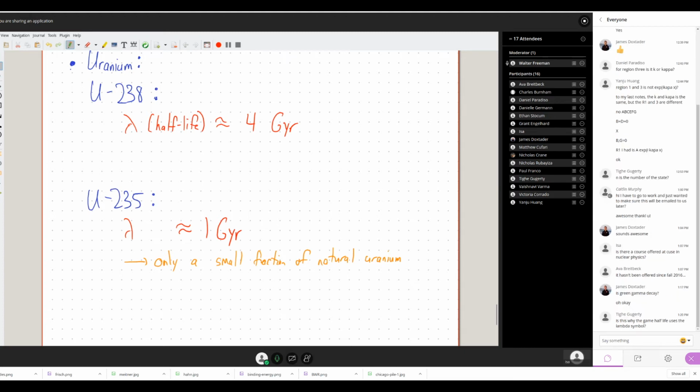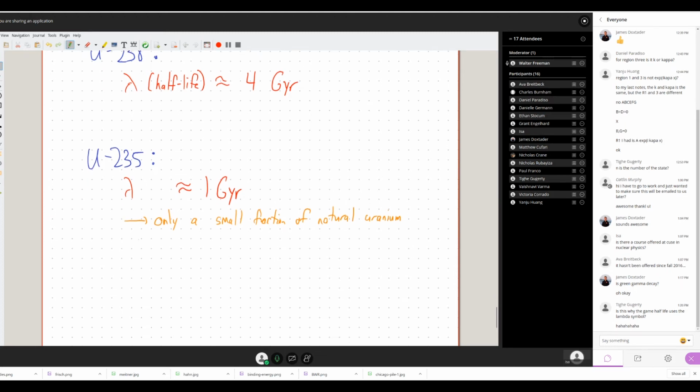They're both uranium. Yes, this is exactly why the game Half-Life uses the lambda symbol. In my first semester here, I got so many memes from students about being Dr. Freeman. They were making Gordon Freeman memes about me. It was kind of funny.